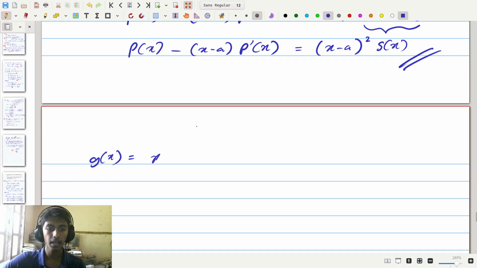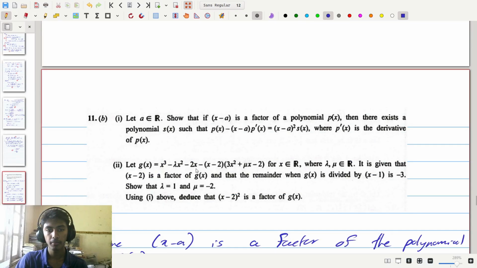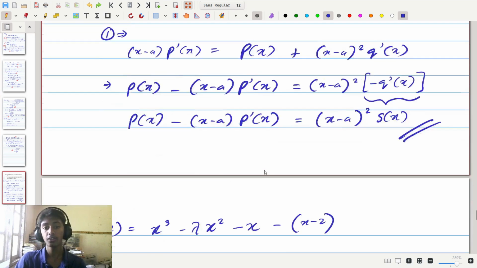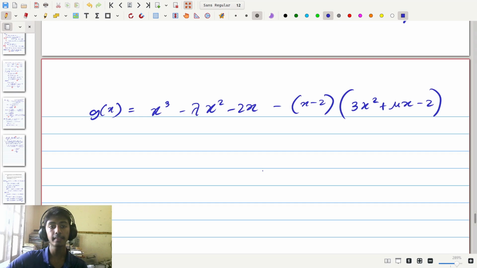So x cubed minus lambda x squared minus 2x, I was incorrect, minus 2x minus x minus 2 times 3x squared plus mu x minus 2. So we have minus 2x here, not minus x. This needs to be minus 2x, and x minus 2 times 3x squared plus mu x minus 2, and that is what g of x is equal to.